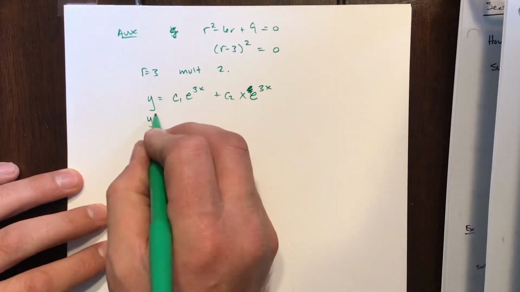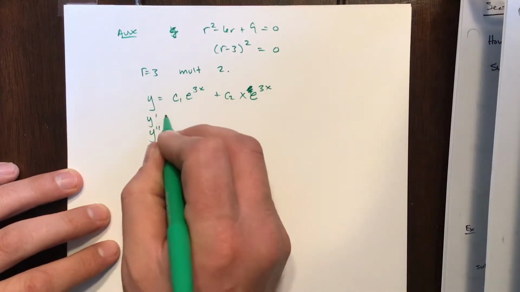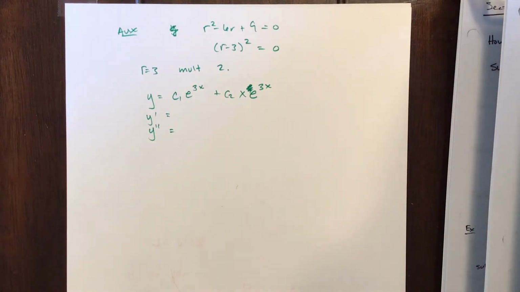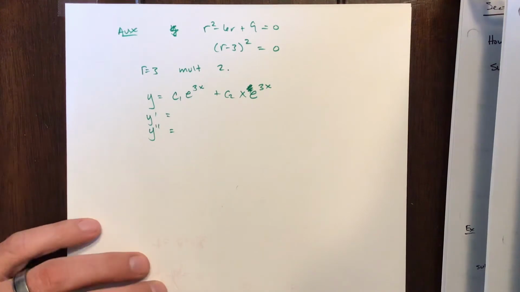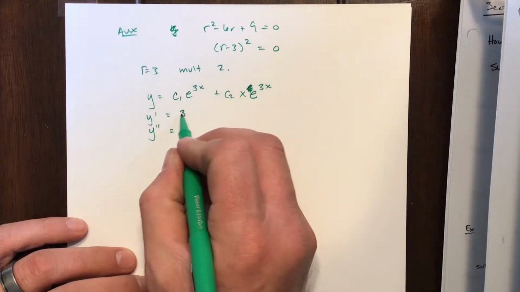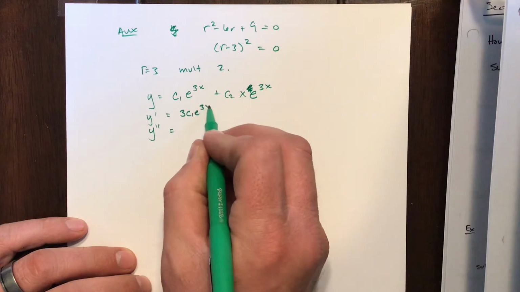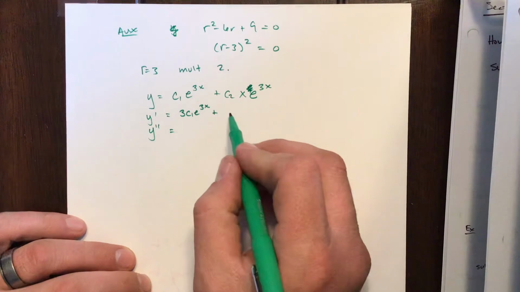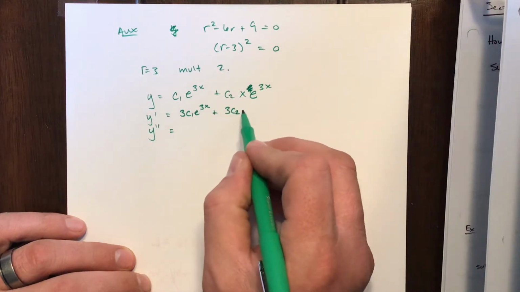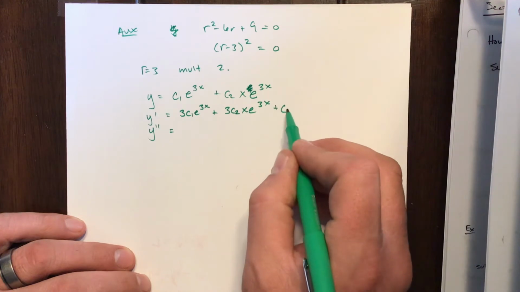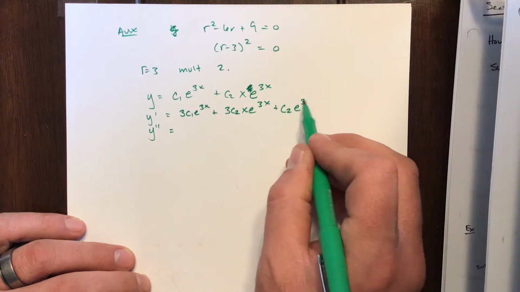So to take a look at why that is the case, I want you to compute y prime and y double prime. This is just for clarity, it's not to add on to the solution to the problem. So y prime is going to be 3c1 e to the 3x. Using the product rule, we'll get 3c2 x e to the 3x plus c2 e to the 3x.